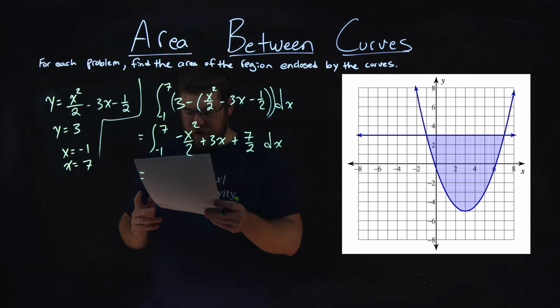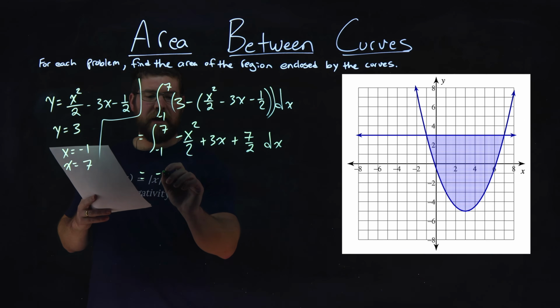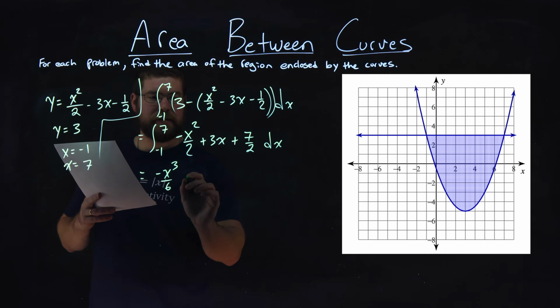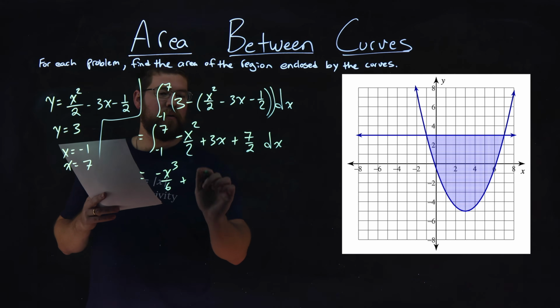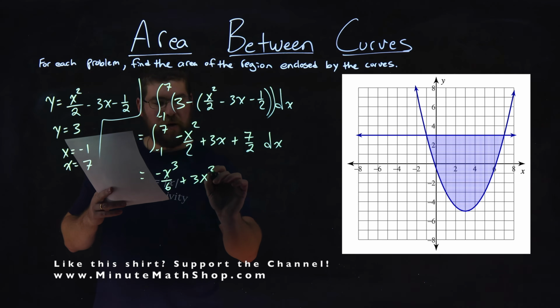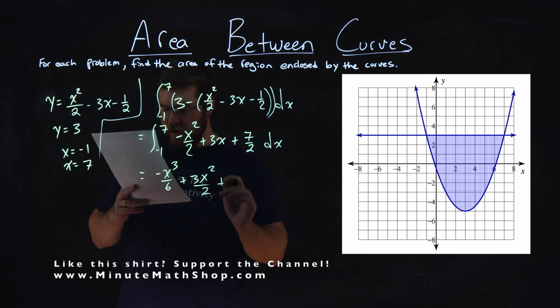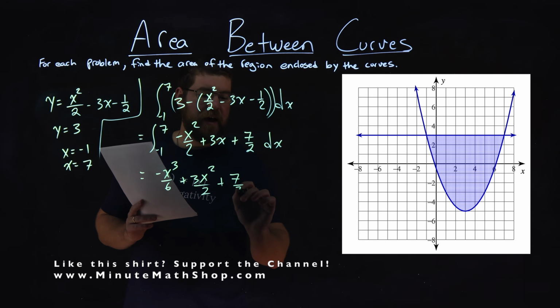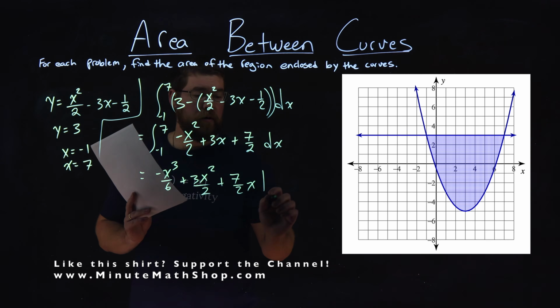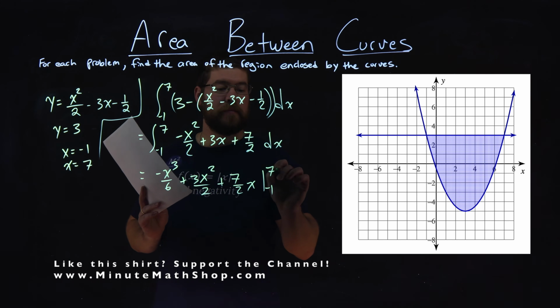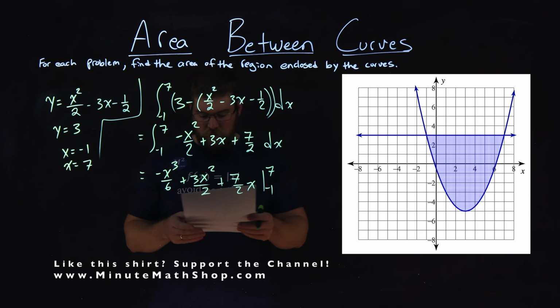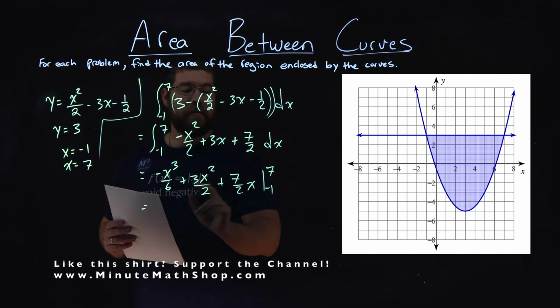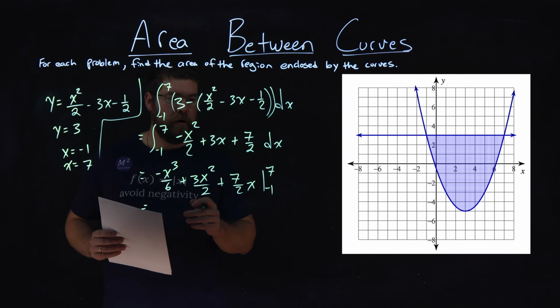Now from here we can find the integral. The integral of -x squared over 2 is -x to the third over 6, plus the integral of 3x, which is 3x squared over 2, and the integral of 7/2 is just 7/2 x. We're integrating this from -1 to 7. From there, we need to plug 7 in for x and simplify that.